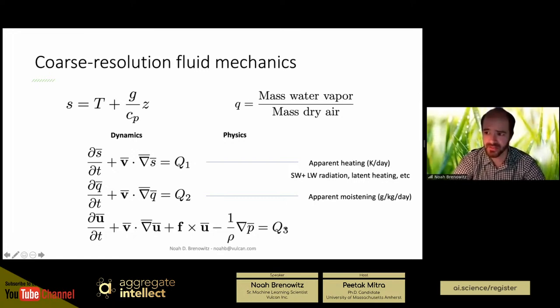And Q3 is the corresponding term for the momentum budget. It includes things like turbulence from subgrid scale turbulence. So anyway, Q1 and Q2 are the main targets. They're the variables we're trying to predict with machine learning.